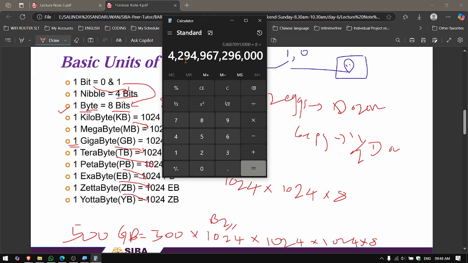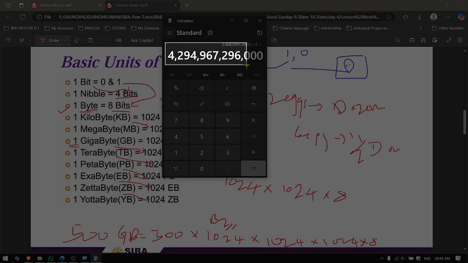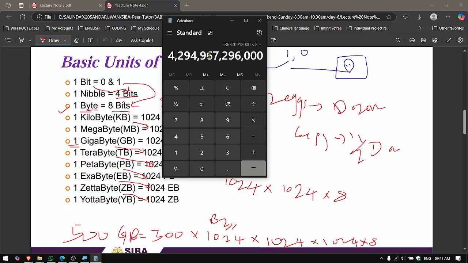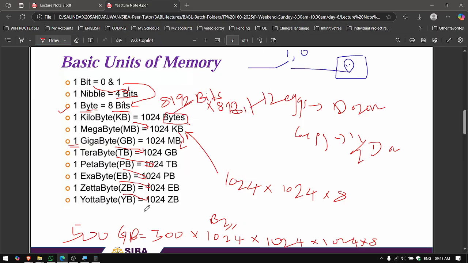So it's this number. Let me take a screenshot. It's almost 4294 billion, right? So save this number. Then this is base 2.